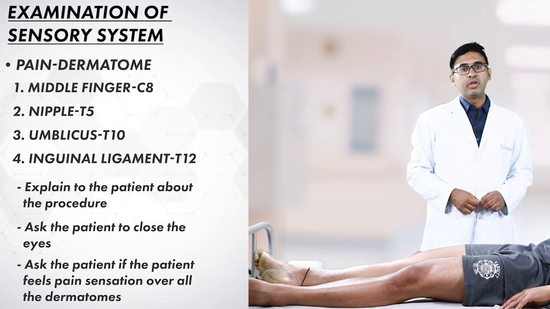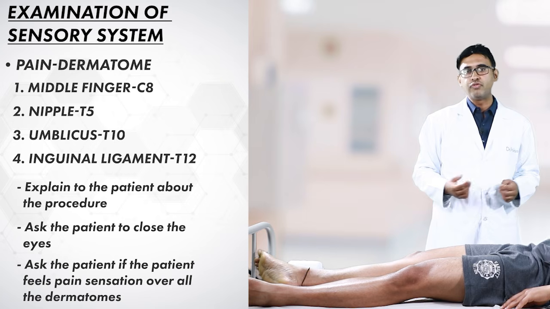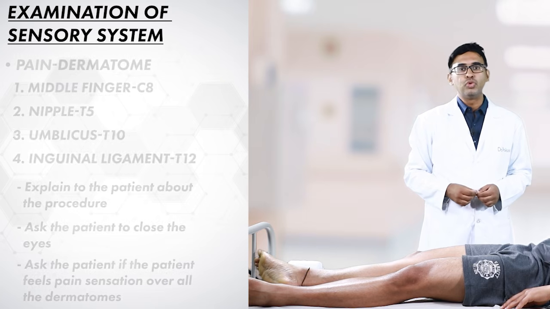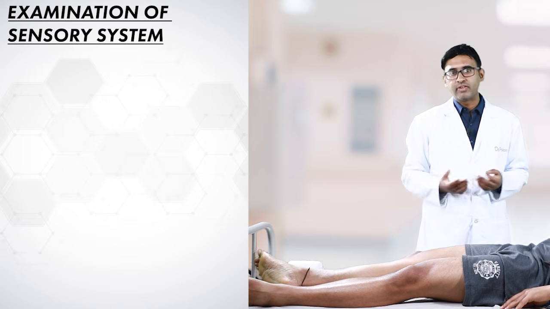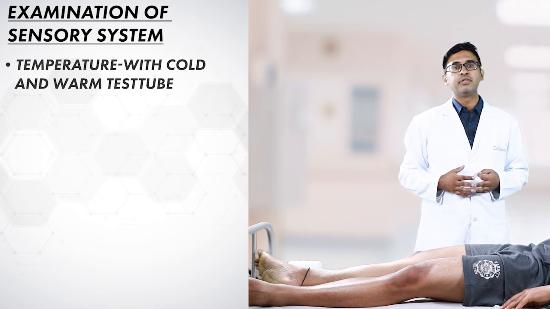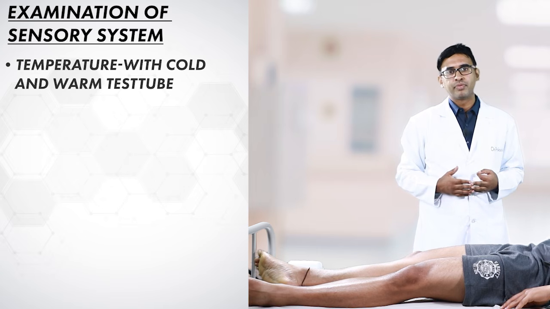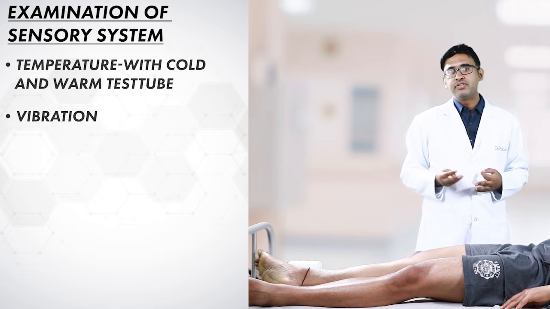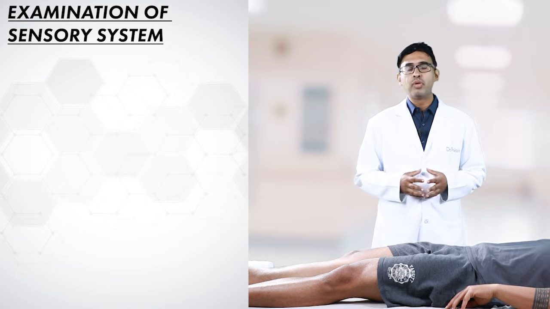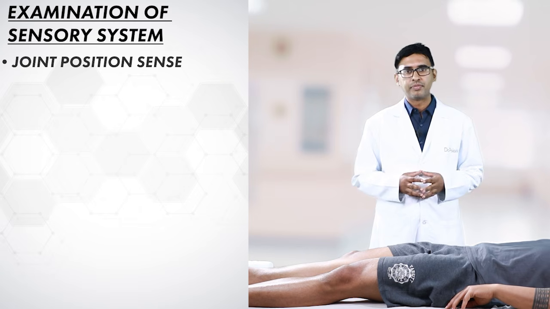This maneuver is performed fast so that there is no confusion regarding the sensation of pain. Likewise, we are going to do this maneuver with a cold and a warm test tube to check the sensation of temperature. Now coming to the sensations which are carried by the dorsal column. These include vibration sense and proprioception or joint position sense. I am now going to demonstrate how proprioception is done.